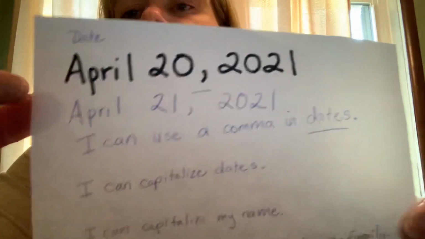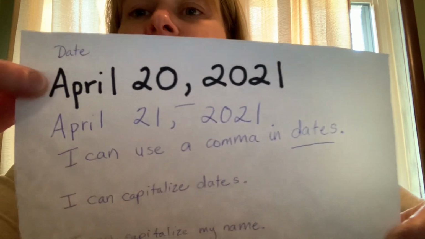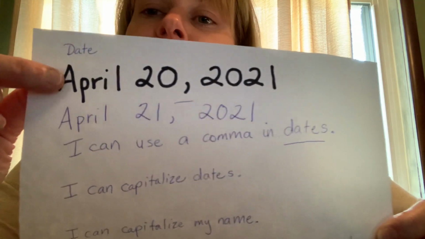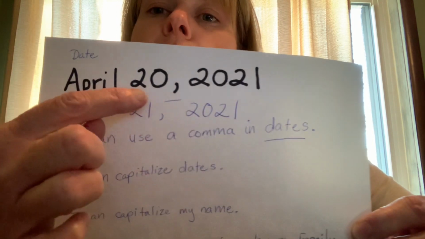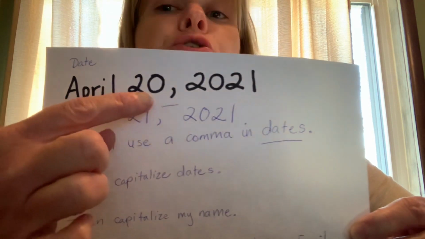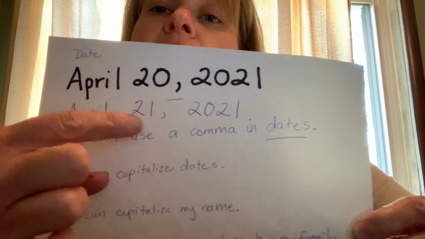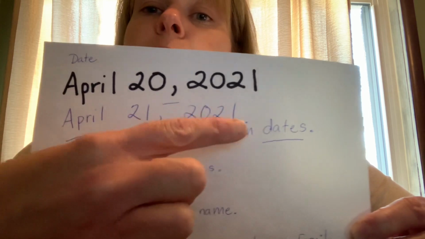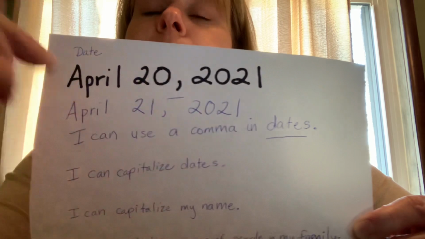So an example of a date is April, right? You're writing out the day or the date. So you write the month with a capital A, April. You write the number, like yesterday was the 20th, and today is the 21st. And then after the day, you write a comma, and then you write the year 2021. So the same for April 20th of 2021.